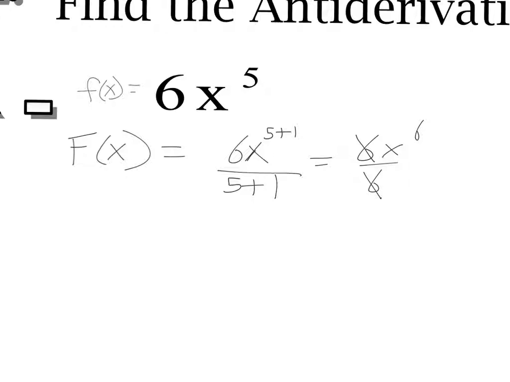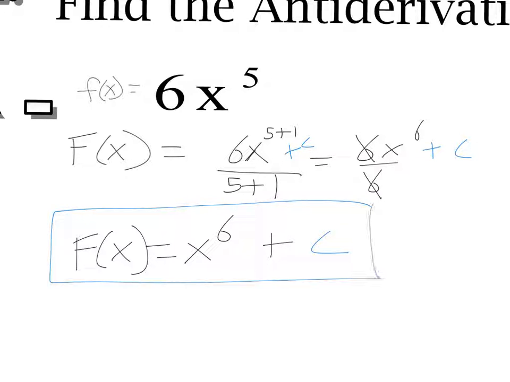Now, I am forgetting something here, right? Because I really needed to consider the fact that there are an infinite number of constants that could have been added to this original function, or to this antiderivative. And so my answer is going to be x to the 6 plus some c value. Because if this was, say, a 4, and I took the derivative, I would still get 6x to the 5th. But if it was like 213.579, and I took the derivative, I would still get 6x to the 5th. So this represents all possible antiderivatives of 6x to the 5th.